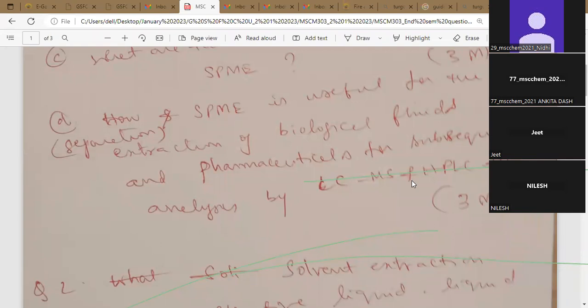and pharmaceuticals, for subsequent analysis by LCMS and HPLCMS.